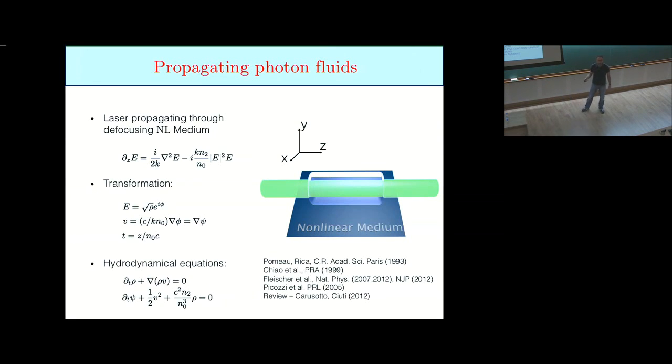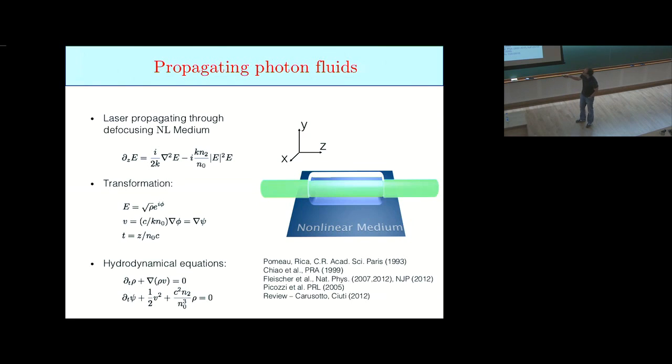I don't know if you recognize these or have seen them before, but here I have a continuity equation for my density rho, and here I have Euler's equation, which describes the evolution of a fluid. In other words, what I have here is a set of hydrodynamical equations for the density rho and the phase phi. And so the density here, or in other words, what I've got is this mapping.